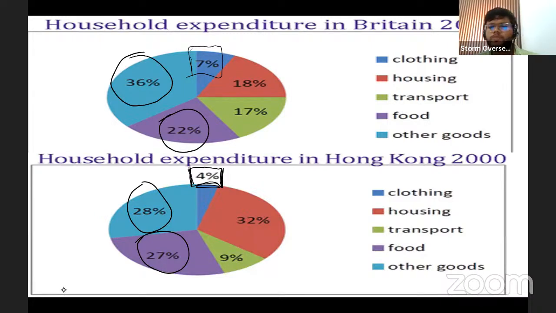So how do we put this detail in a sentence? First we have analyzed what the data is. So we need to mention that the majority of expenditure is on other goods and food. So that is the higher value for both the countries, and clothing is lesser for both the countries. So we just need to mention these details in our sentence. So I have done this.